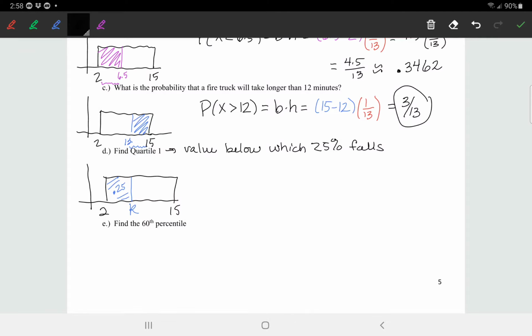So the probability is just the area. We know the area is equal to base times the height. We want the area, because we're looking for quartile 1, to be 25%, but remember to switch that into a decimal, 0.25. The base now goes in between 2 and k, so the base is k minus 2, and the height stays the same. It is 1 over 13.